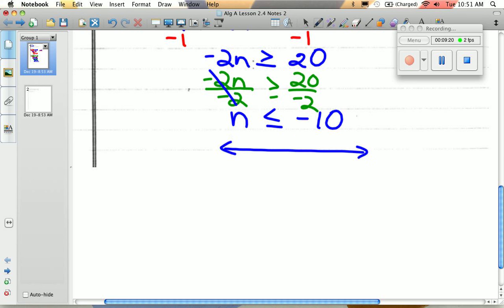Okay, so negative 10. Integer neighbor to the left, negative 11. Integer neighbor to the right, negative 9. What kind of a circle should I put at negative 10? Shaded. Okay. What numbers are less than negative 10? Negative 11 and those ones on that side.